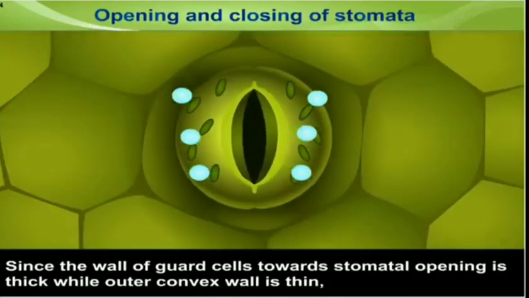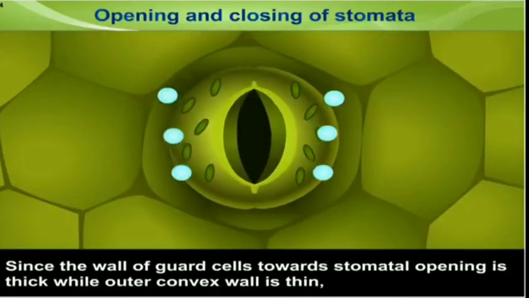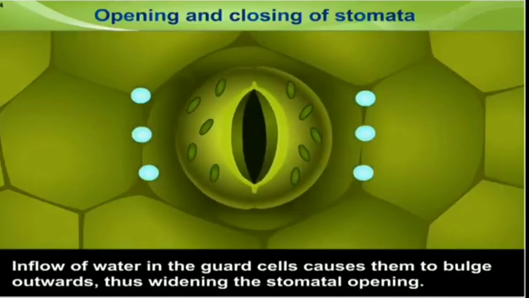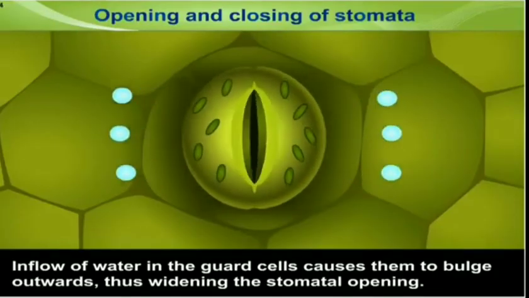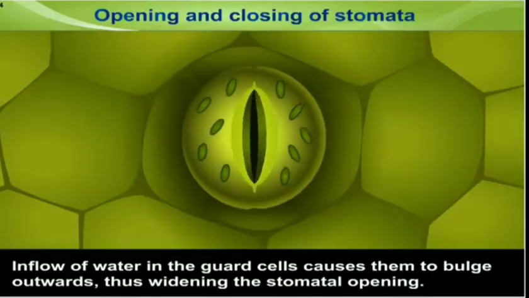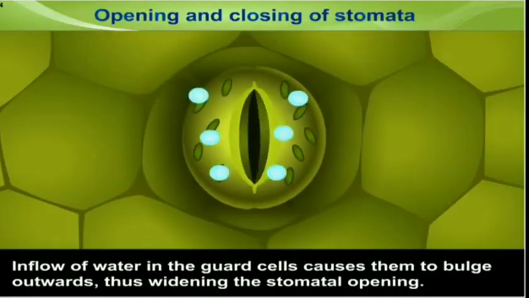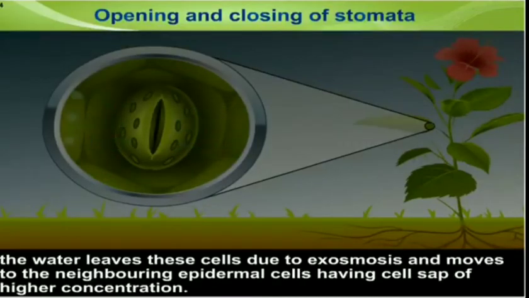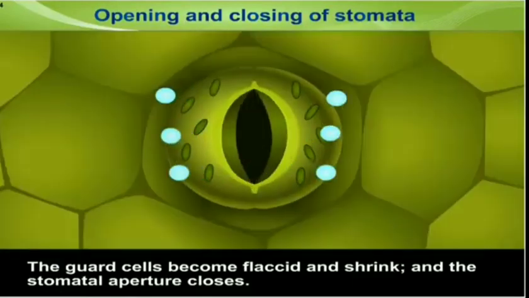Since the wall of the guard cells towards the stomata opening is thick while the outer covering wall is thin, inflow of water in the guard cells causes them to bulge outwards, thus widening the stomatal opening. When the osmotic pressure of the guard cells becomes lower during the night time, the water leaves these cells due to exosmosis and moves to the neighboring epidermal cells having cell sap of higher concentration.